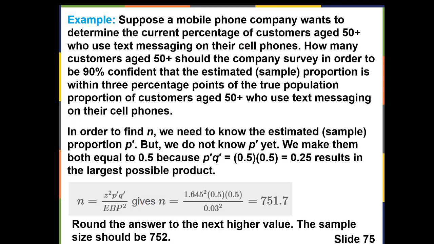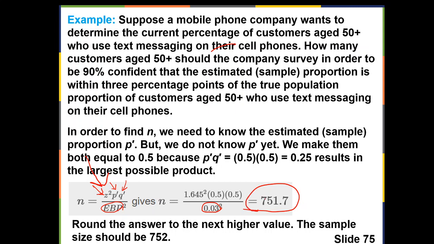Remember the formula? The formula was right here. Where am I? Here we go. So the formula is right there. And all we need is Z. So for 95%, how confident do we want to be? 90%. So for 90%, our Z is 1.645. And P prime, we're going to put 0.5. Q prime, we're going to put 0.5. And for this number, we're going to put 0.03. Don't put 3. 0.03. And we get this number.